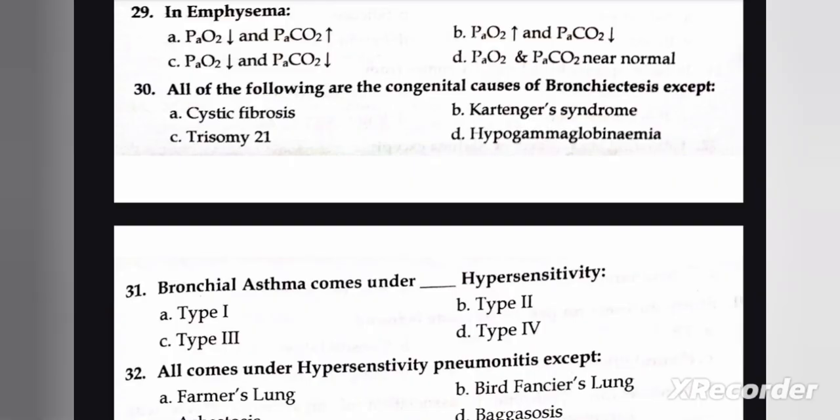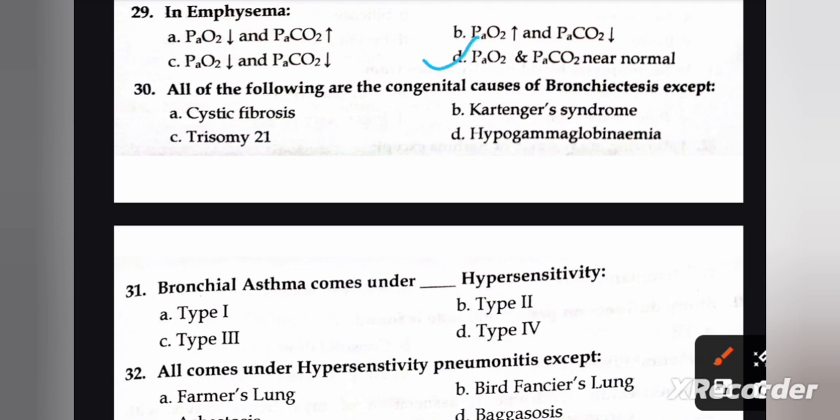Next question is, in emphysema, A. PaCO2 decrease, B. PaO2 decrease and PaCO2 increase, B. PaO2 increase and PaCO2 decrease, C. PaO2 decrease and PaCO2 decrease, D. PaO2 and PaCO2 near normal. The right option is D. PaO2 and PaCO2 near normal.